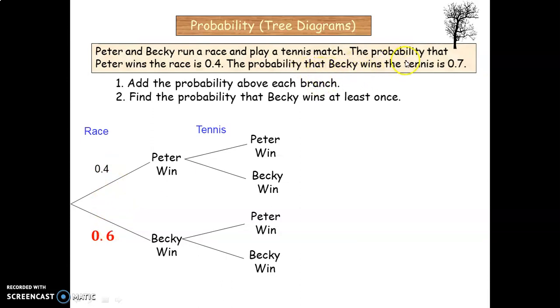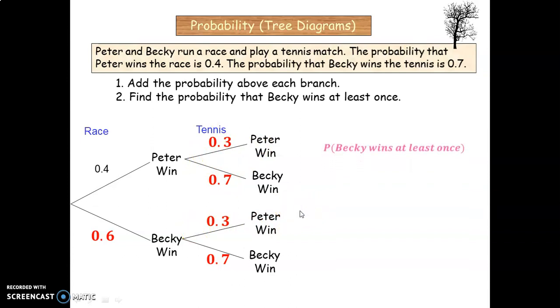Now, the probability Becky wins in tennis is 0.7. Where will that go on here? Well, that's going to go right here and right here. So Becky wins at tennis is here, Becky wins at tennis is here, and then again, these have to make 1, so probability that Peter wins at tennis is 0.3, 0.3.